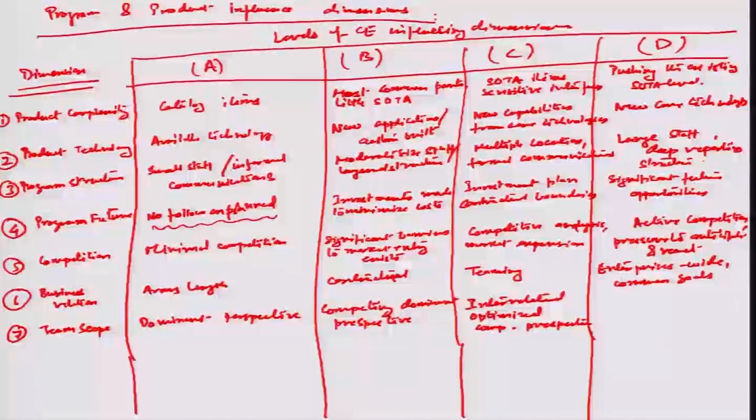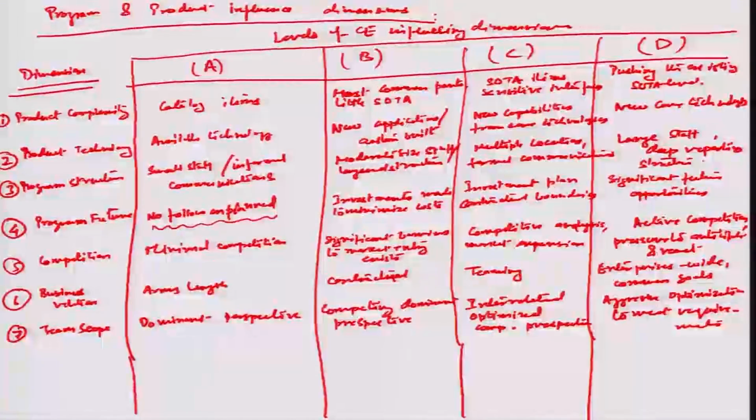And then, of course, the highest level that one could have here is aggressive optimization to meet requirements. So, here there is nothing called a dominant viewpoint; it is all about setting up stages for what the requirement is and how effectively you can meet it. So, that is how team scope can be defined.